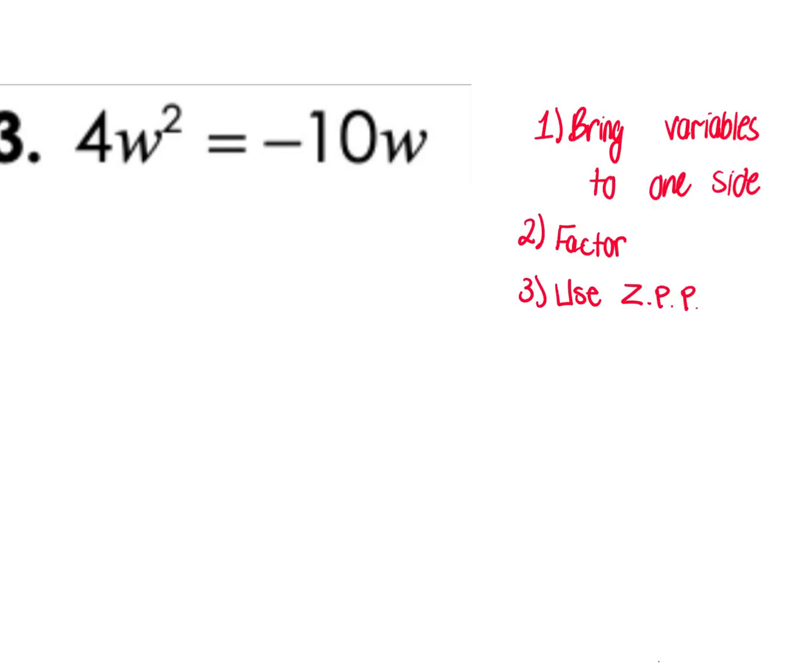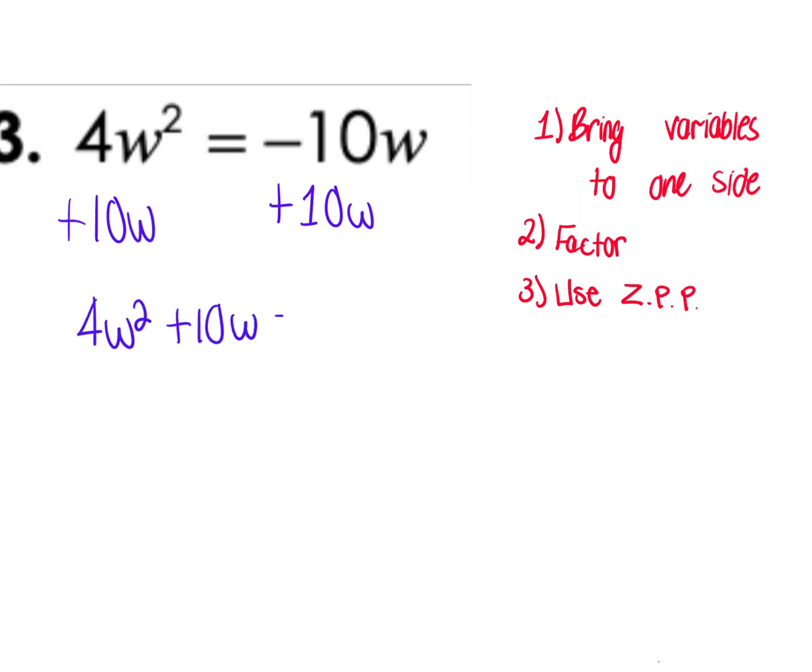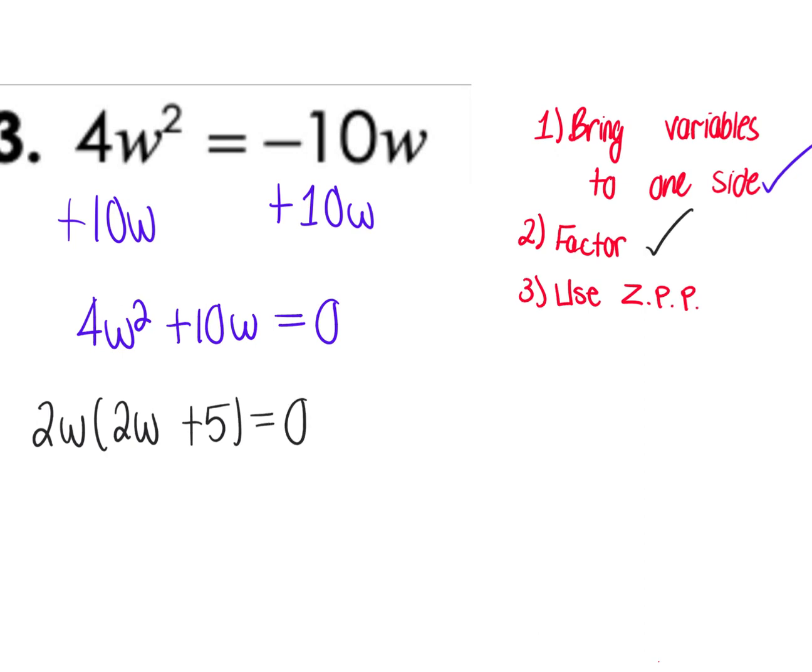Okay, so we're first going to bring everything to one side. So I'm going to add 10w to both sides here. So I'll have 4w squared plus 10w equals 0. So we just brought everything to one side. Now we're going to factor. We're going to factor out a 2w, sorry. So we'll have 2w times 2w plus 5 equals 0. So we just factored, and now we use the zero product property.